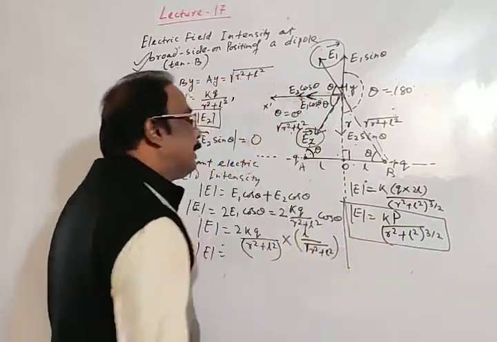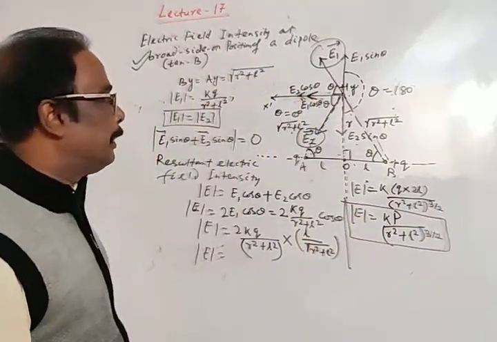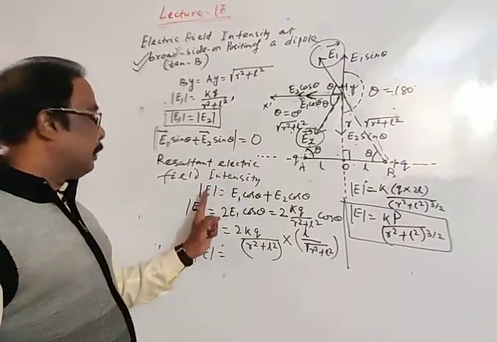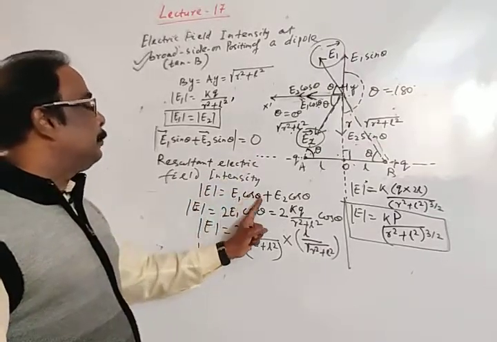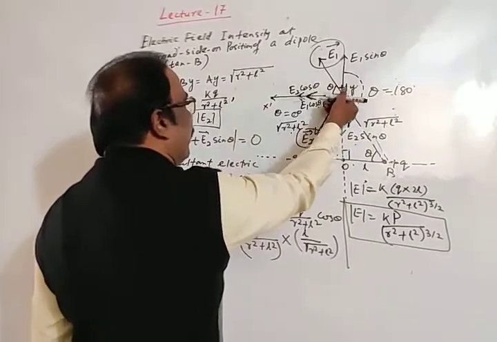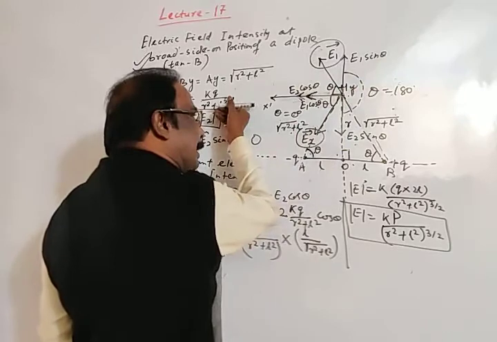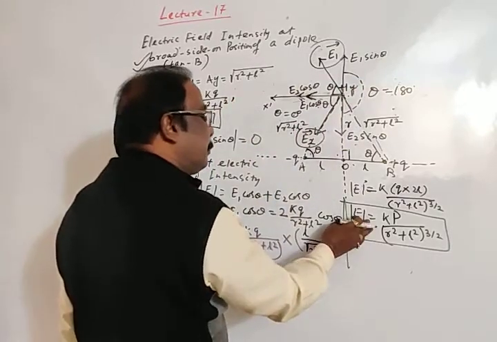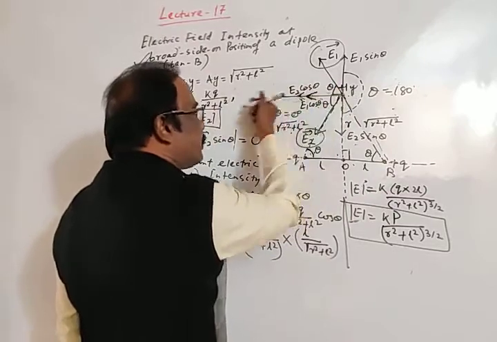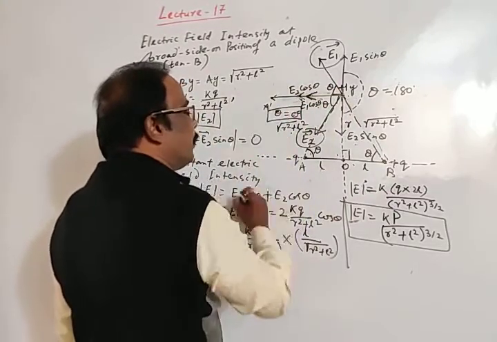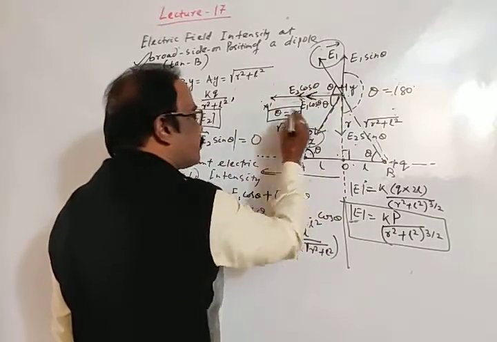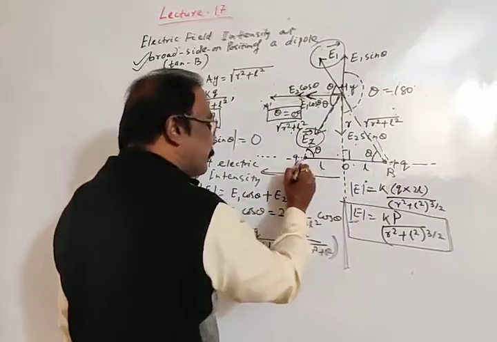Okay. Then what is the direction of this resultant field intensity? See, the resultant electric field intensity is E1 cos theta plus E2 cos theta. Both are directed along YX dash. So the resultant field intensity is also directed along YX dash, since the angle between them is 0 degree. YX dash is the direction from plus q to minus q.